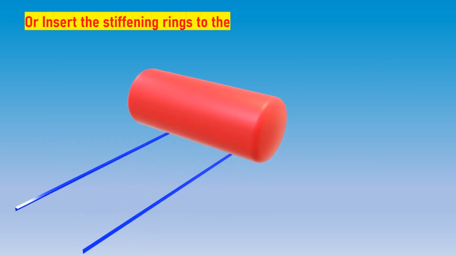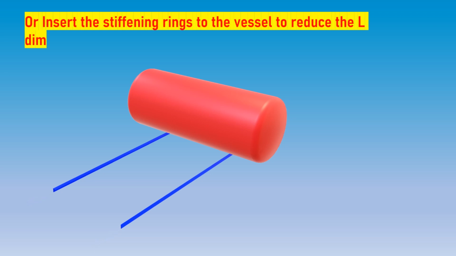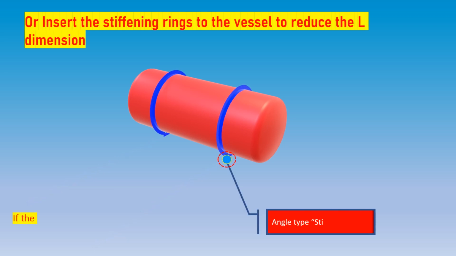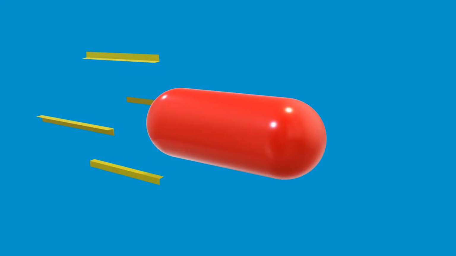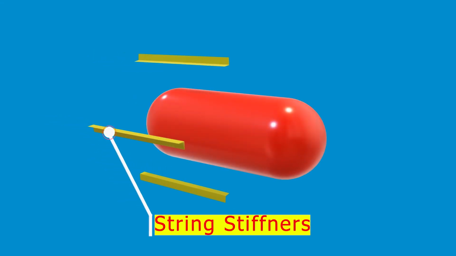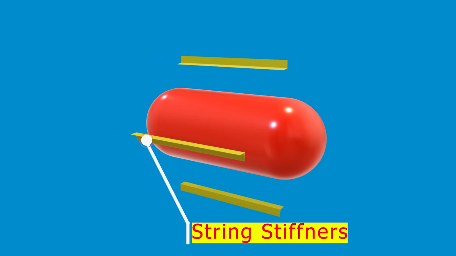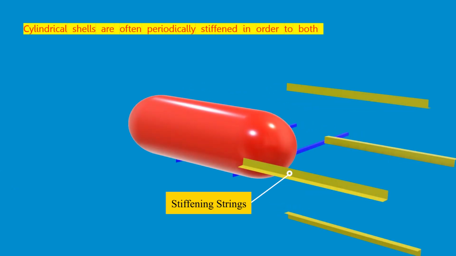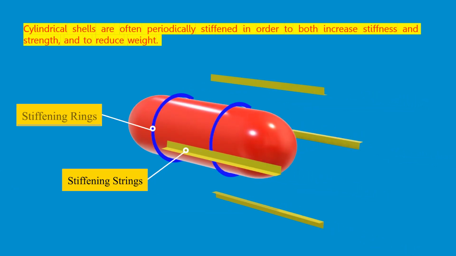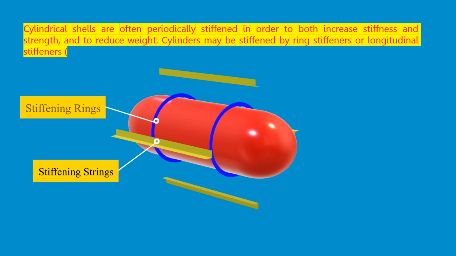The second way is to add stiffening rings to the vessel. The stiffening ring will reduce the L dimension. If the option of adding a stiffening ring is selected, then the spacing can be determined to suit the vessel configuration. The thin cylinder may be stiffened with the help of longitudinal stiffeners, also called stringers or string stiffeners. A combination of stiffening rings and stiffening strings can also be used on a very thin shell.